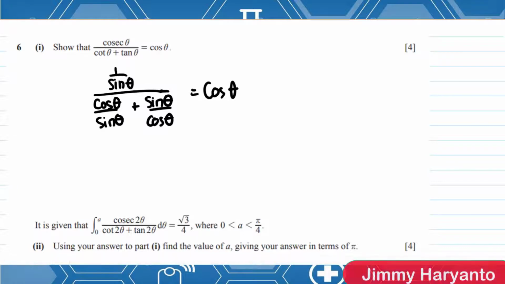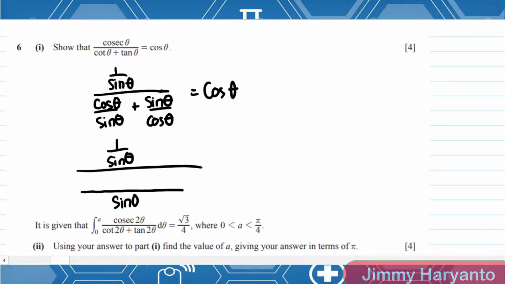After this, I want to make the denominator equal. It will be 1 over sin theta; we'll leave it like that. For the bottom one, the denominator will be sin theta cos theta, and then after that we can cross multiply like this. It will be cos square theta plus sin square theta, which should equal cos theta.